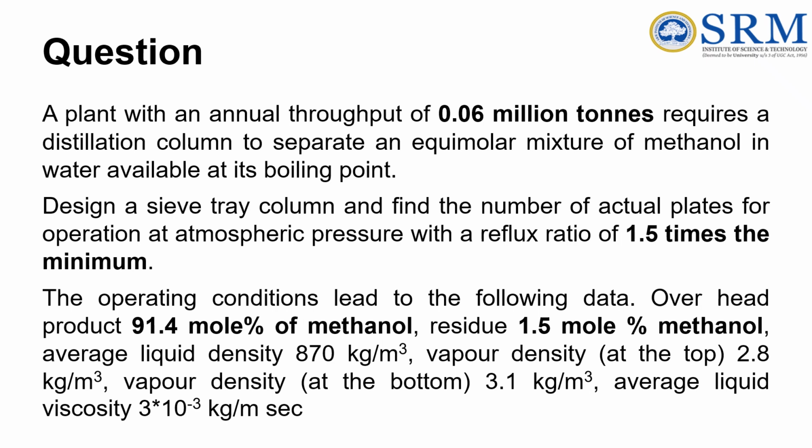A plant with an annual throughput of 0.06 million ton requires a distillation column to separate an equimolar mixture of methanol in water available at its boiling point. Design a sieve tray column. Find the number of actual stages for operation at atmospheric pressure with a reflux ratio of 1.5 times the minimum.